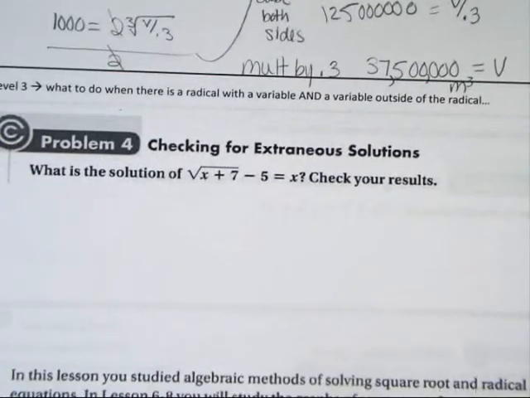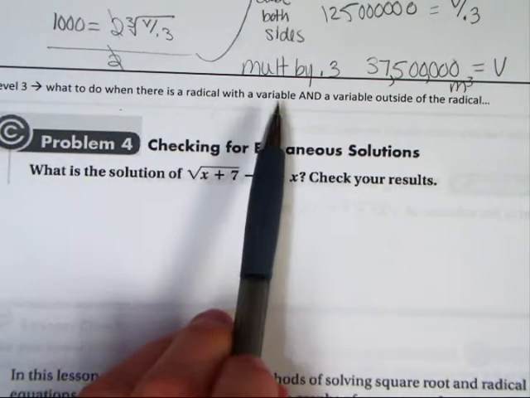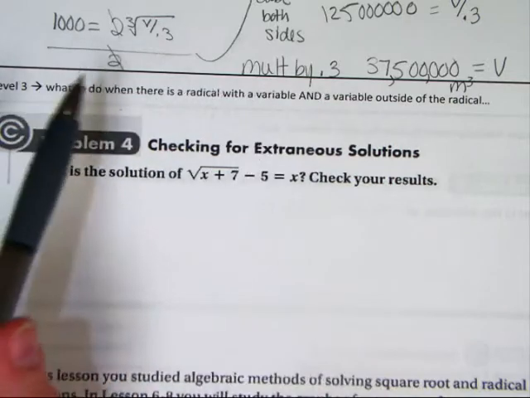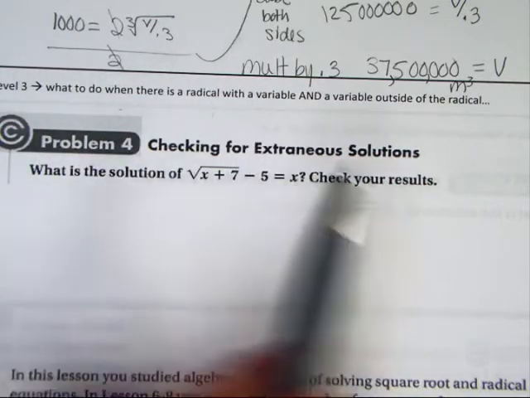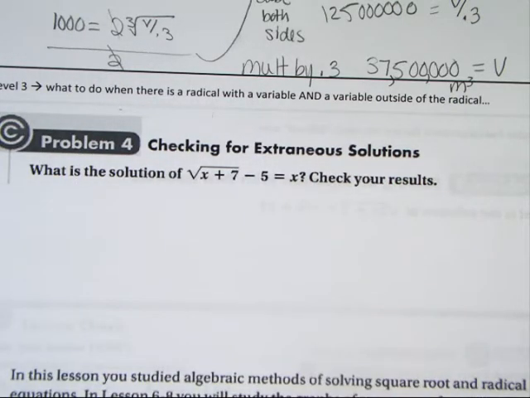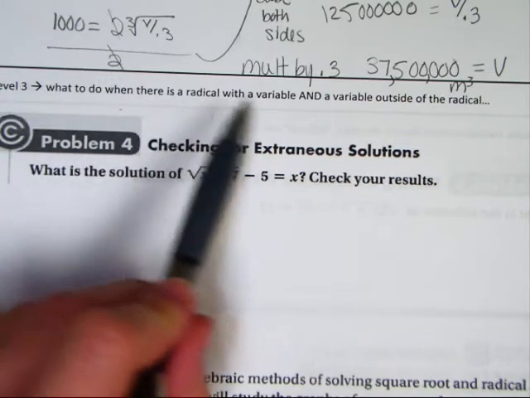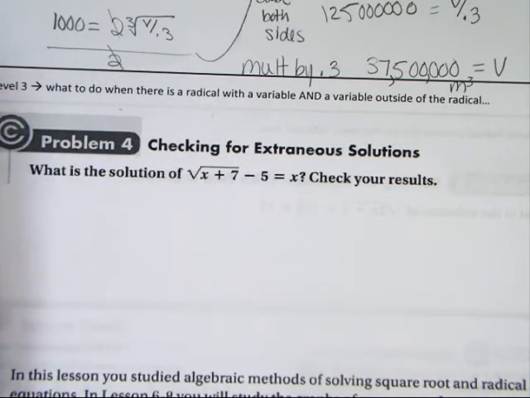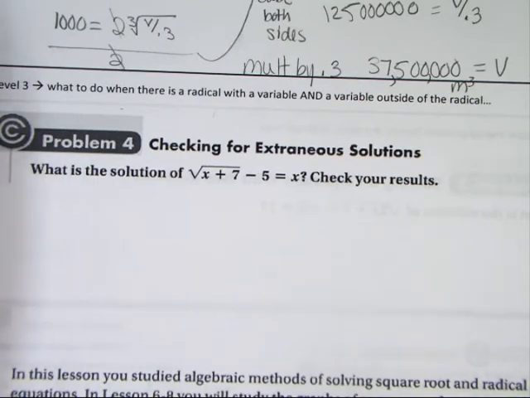In the next set of directions, you're going to have a radical with a variable and a variable outside. Okay, so there's a variable inside and there's a variable outside. When you come to your homework, make sure you read these and see which one it matches. Problem 4, what is the solution?